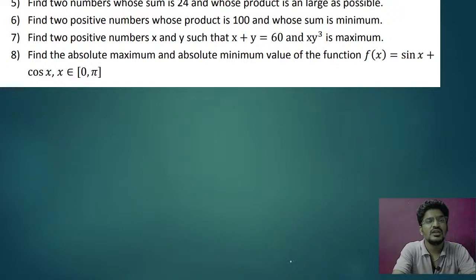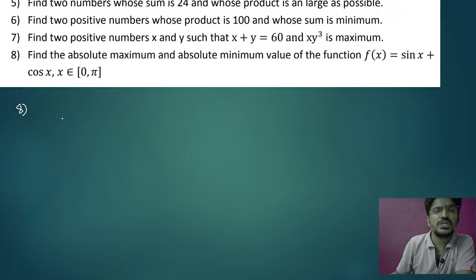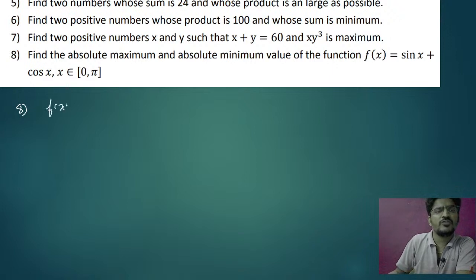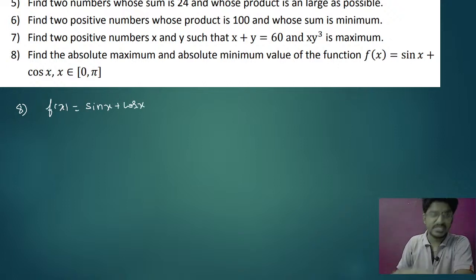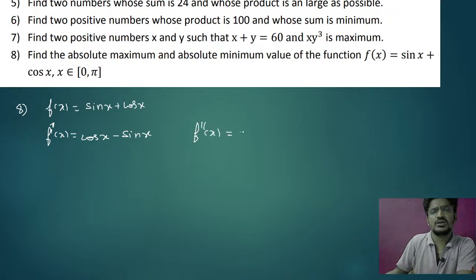Okay. Now we can go for the 8th problem, that is find the absolute maximum and absolute minimum. That is nothing but the same local maximum and local minimum logic. f of x is given as sin x plus cos x. So now you can just differentiate it. You will get f dash of x, that is cos x minus sin x. f double dash of x is minus sin x minus cos x.